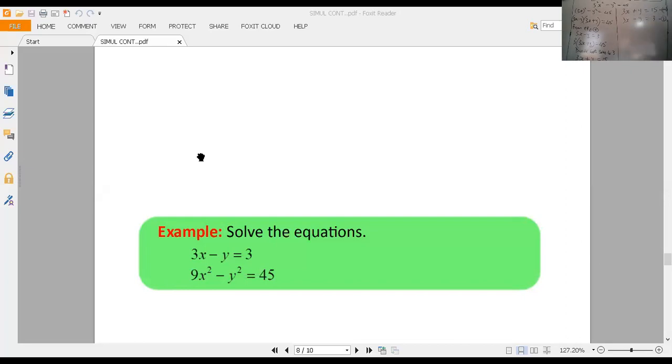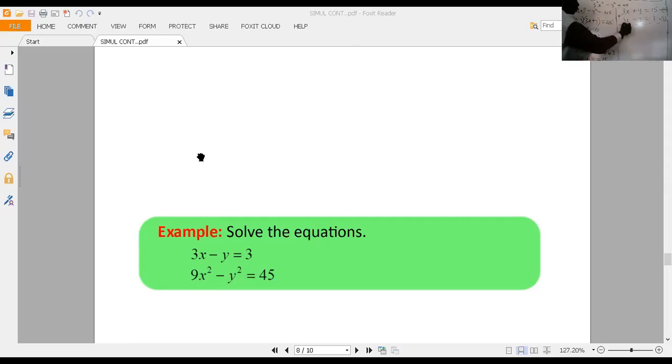Okay, now what do we do? We can eliminate. Now, it's very easy for us to eliminate y. This is negative, this is positive, and their coefficient is just 1. So eliminating y means we will have to add the equations.